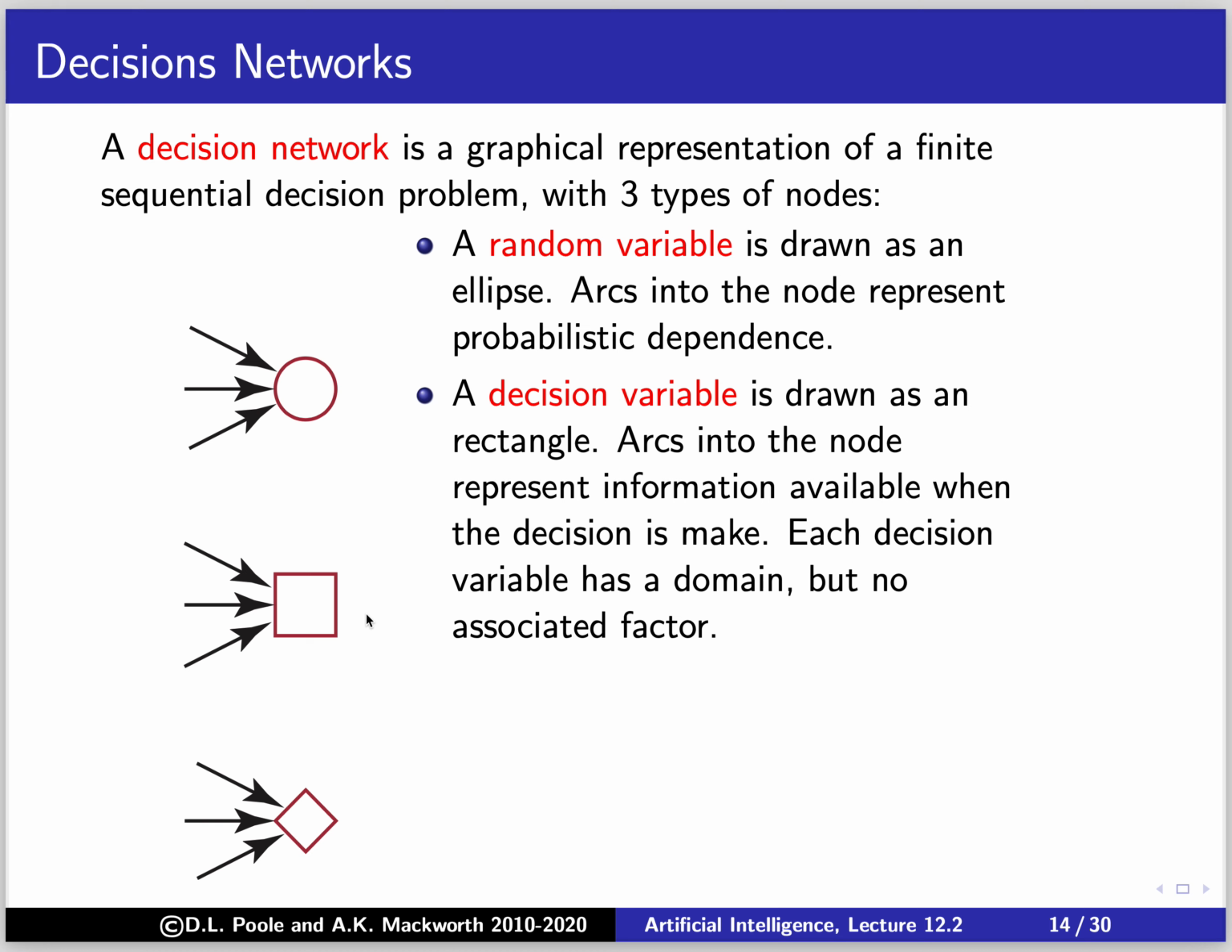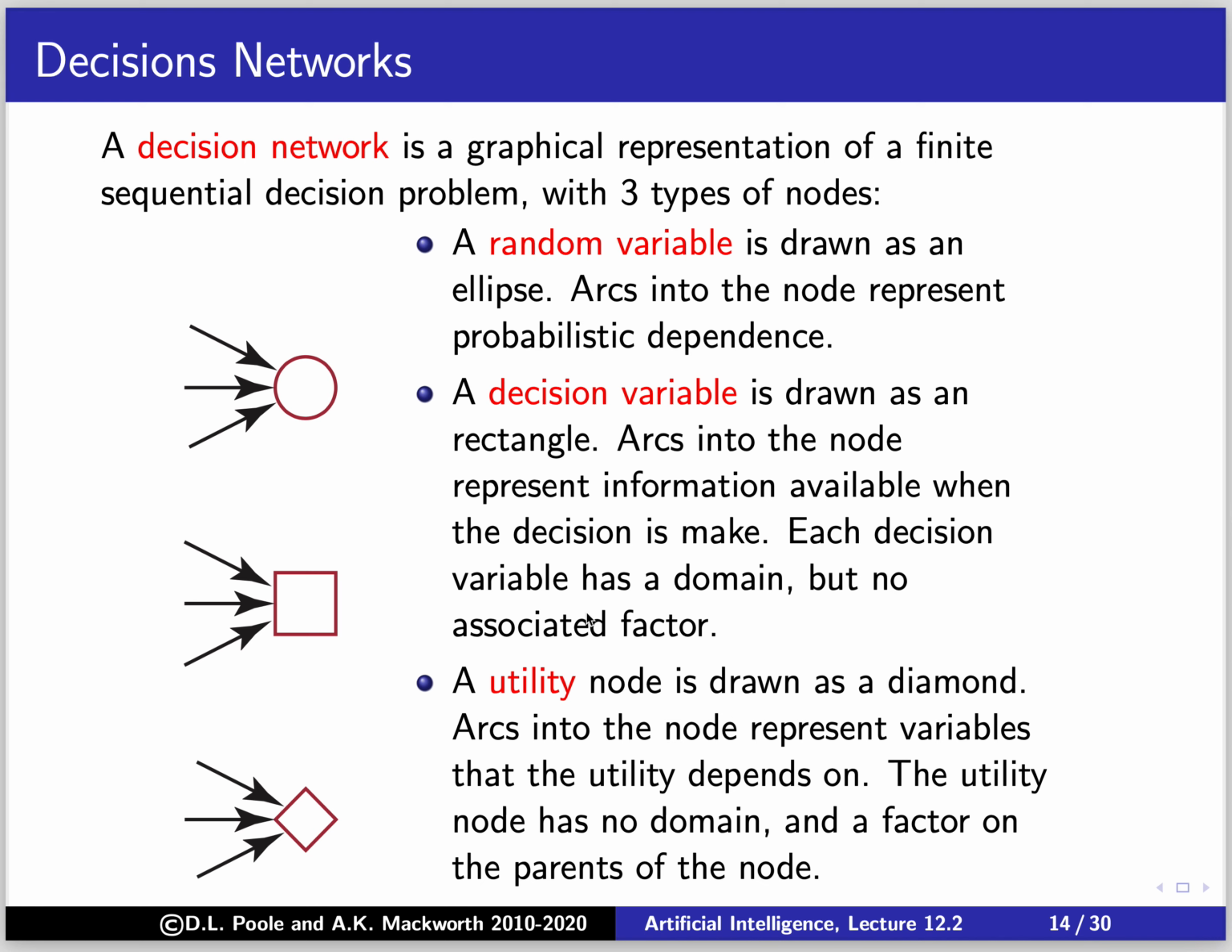We're not going to start off with a factor saying which option we're going to choose. We're going to try to construct what the agent should do as a function of what it observes. And finally there's the utility node, which I'm going to draw as a diamond, and arcs into it represent the variables the utility depends on. The utility has no domain but has a factor on the parents of the node. Just like we did before with single decisions, but now we can have sequential decisions.